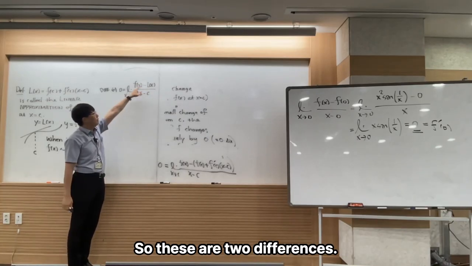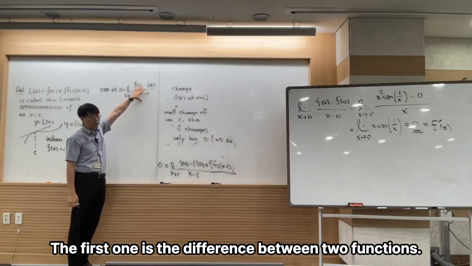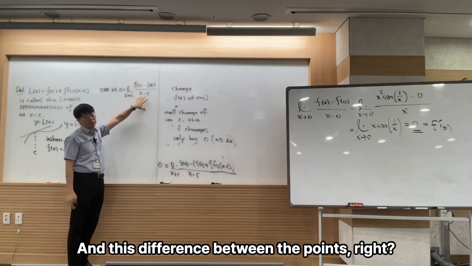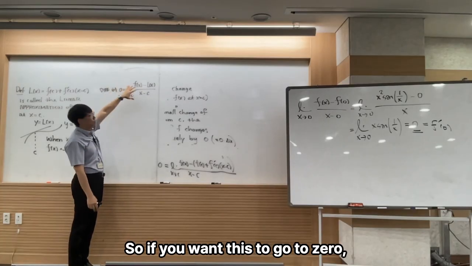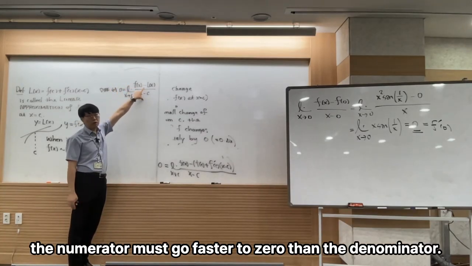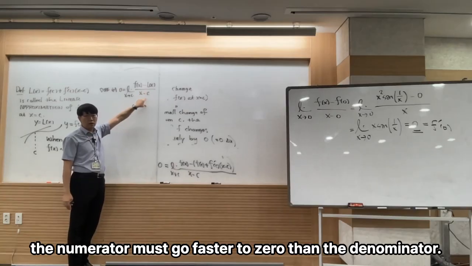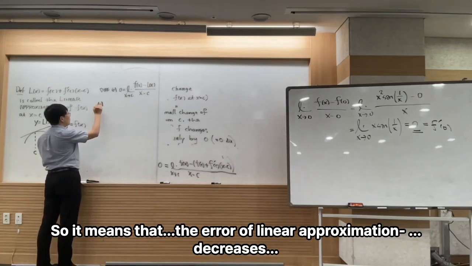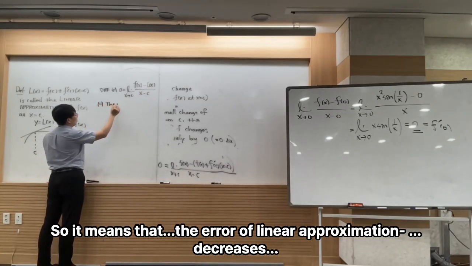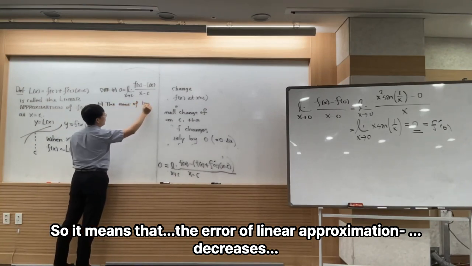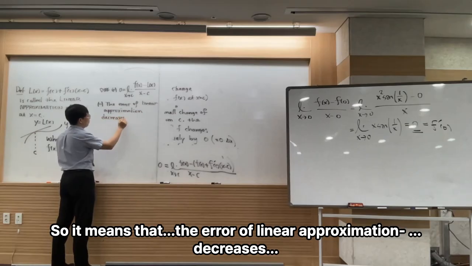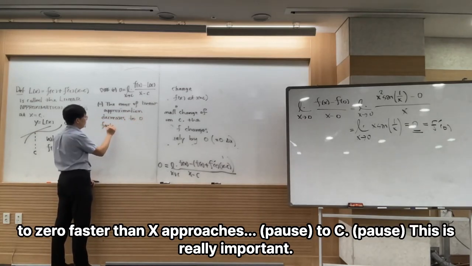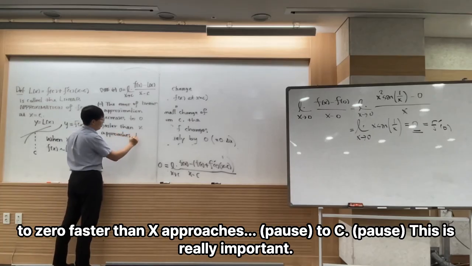These are two differences. The first one is the difference between two functions, and the other is the difference between the points. If you want this to go to 0, the numerator must go to 0 faster than the denominator. So it means that the error of linear approximation decreases to 0 faster than x approaches c.